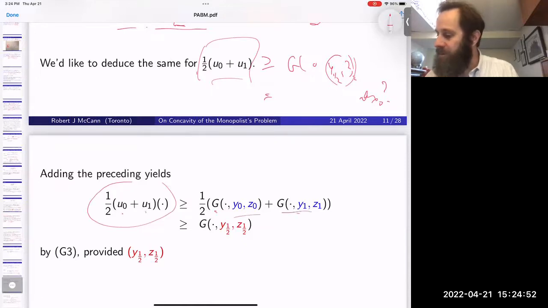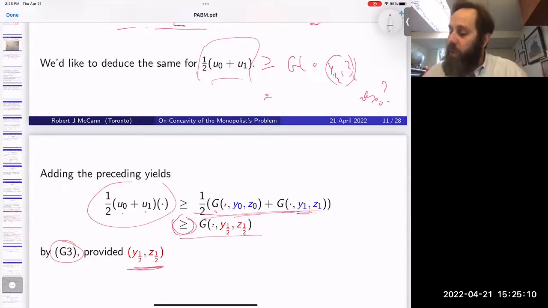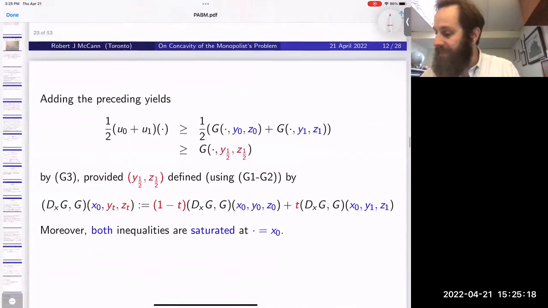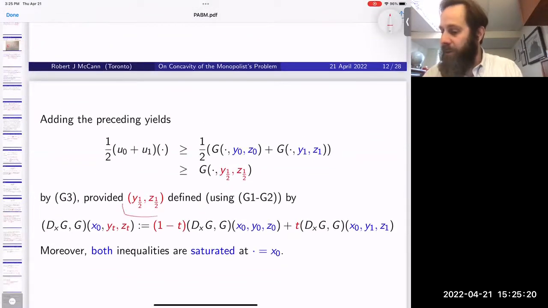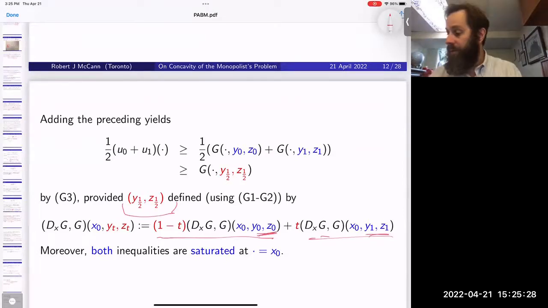So you add these two things together, and of course, since U0 is bigger than G at this point and U1 is bigger than G at that point, you'd like to have this average dominating something like this. G3 was just exactly saying that along G segments, you can expect this average to dominate something like this. That was exact, no matter what X you put in here, and with equality holding for the original point X naught. So that was exactly what G3 did for us. And the converse: G3 provides the Y1/2, Z1/2. It says that they have to lie in the line segment joining what you got for Y0, Z0, and Y1, Z1 with the given X naught.